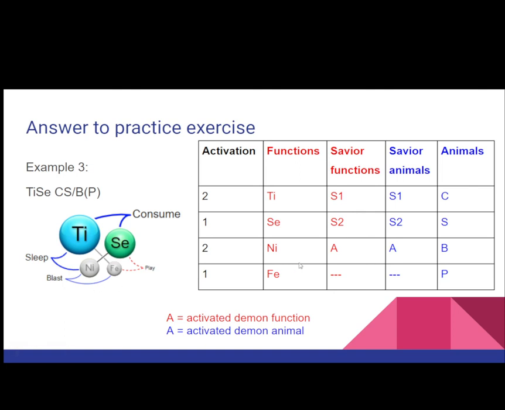And then the activated demon function is Ni, because Ni is also in the sleep animal, which is a savior animal. So even though Ni is a demon for this person, they may be able to access Ni and feel more comfortable using it when it's in conjunction with Ti, because that's a savior animal. The activated demon animal for this type is the third animal, which is blast.